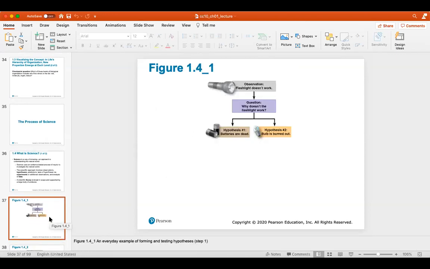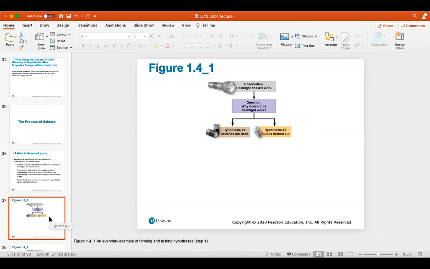So here's a look at an everyday observation. You probably use the scientific method without even realizing it. The flashlight doesn't work. That's an observation. So the question is, why doesn't the flashlight work? And you could have two hypotheses, which are, again, answers to that question. Hypothesis 1, the batteries are dead. Hypothesis 2, the bulb is burned out.